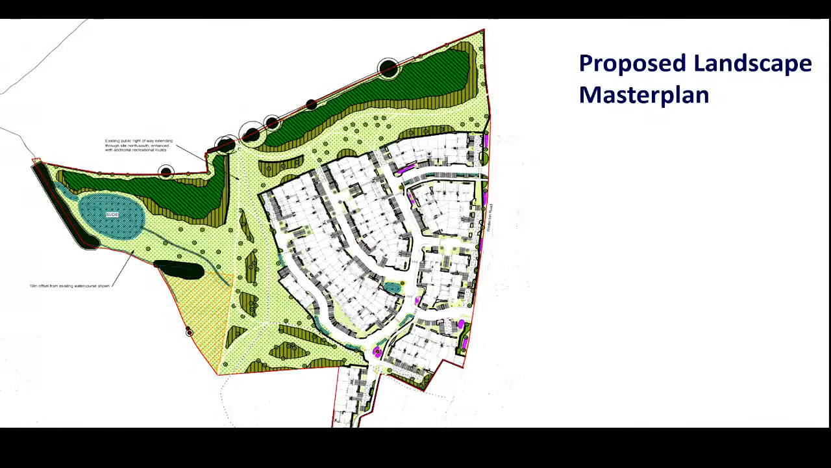So this is the landscape master plan. You can see the development is focused in the southeast portion of the site, with extensive areas of open space and structural landscaping to the north. There's a public right of way running across the site, this dashed line, which would be retained through the site. And there is a SUDS area to the west of the site, the lowest point of the site.